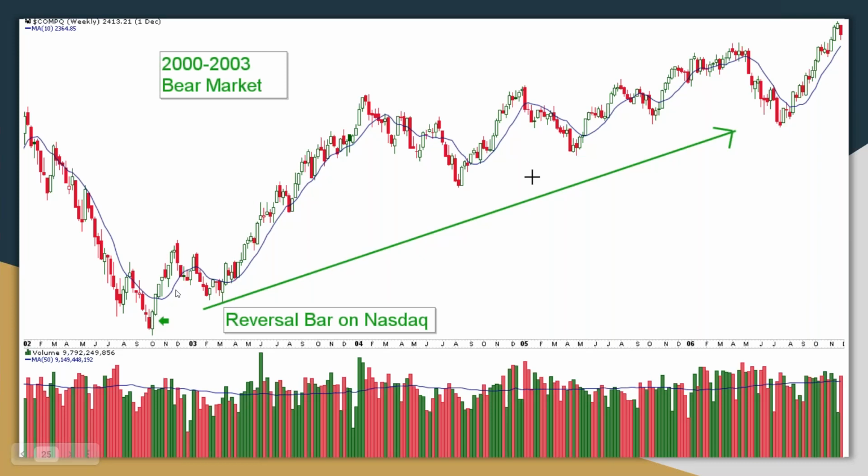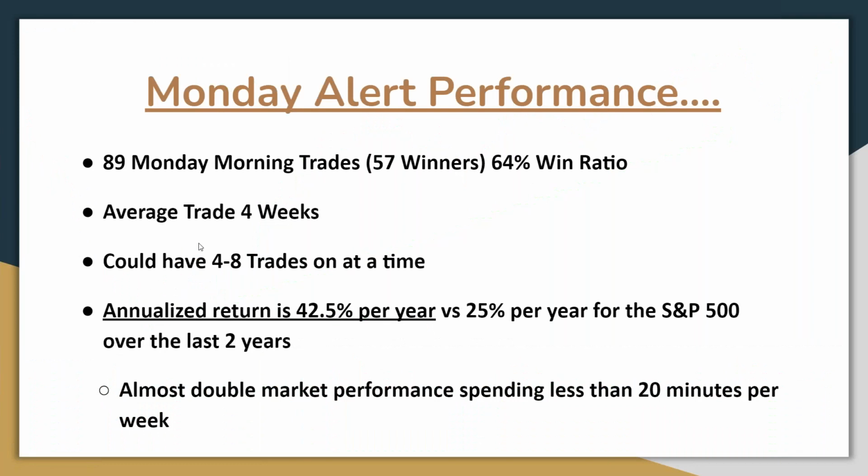Okay, very, very interesting. So I send out these Monday morning alerts. I do some of the heavy lifting, but this is what we've done over the last 2 years. I've sent out 89 Monday morning trades because we buy on Monday morning. We have a 64% win ratio.